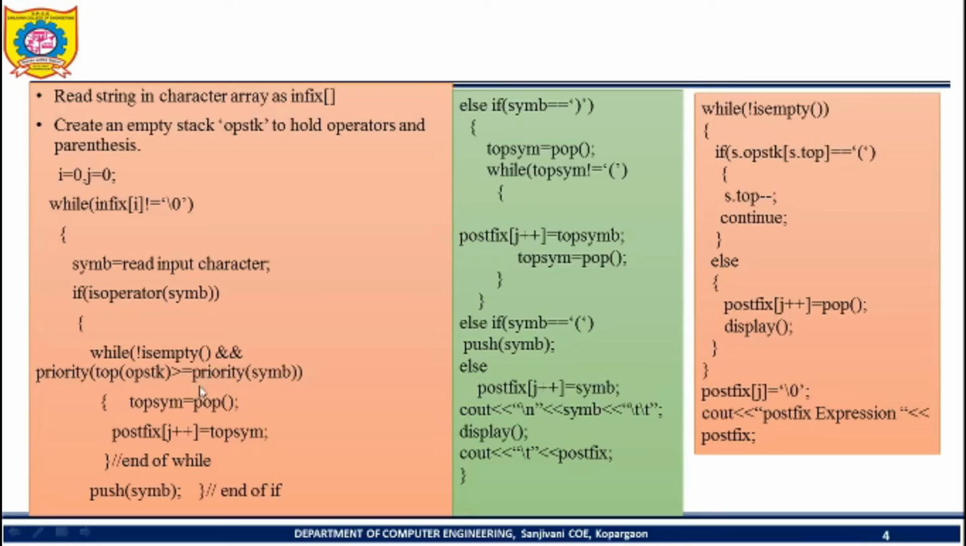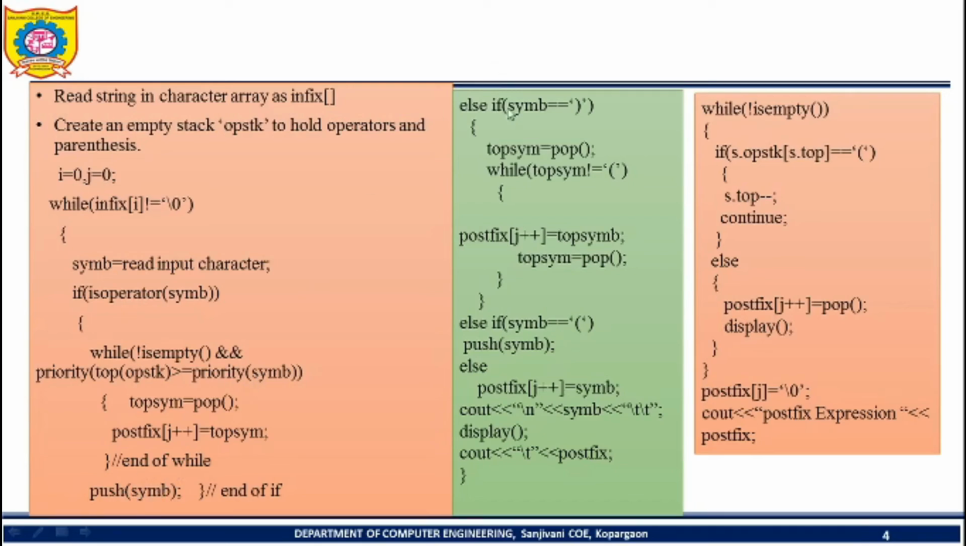If this condition is true, then we pop the current top element, store it in one variable, topSymbol, and attach that topSymbol to the postfix expression. Initially the j value is 0, so whatever the first operator is will go to the 0th location. If this condition is not true, meaning the priority of the in-stack operator is not greater than or equal to the priority of the operator we are reading, then we just push the current symbol into the stack.